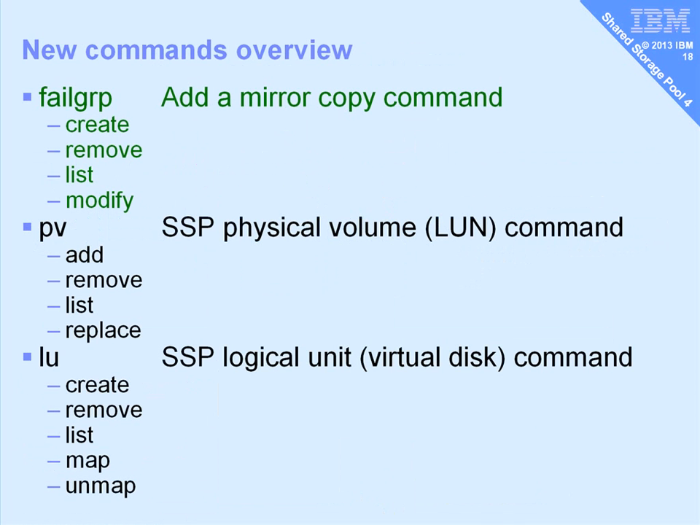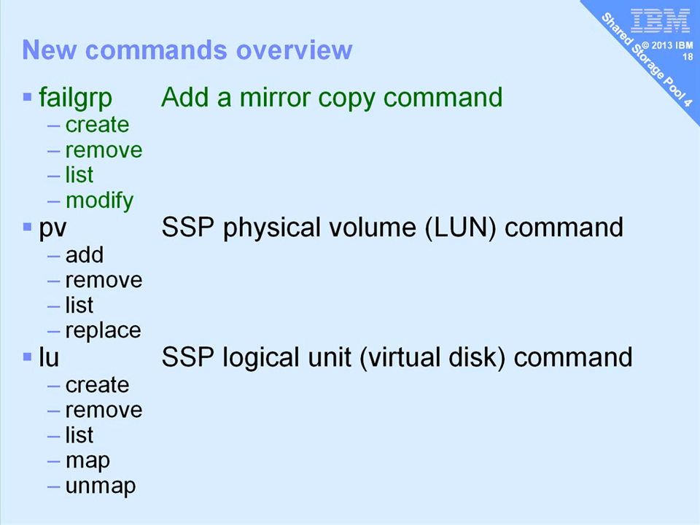As a quick overview, we have the failure group. This adds the mirror copy. We can create and remove that extra copy, list it and modify. Well, you can probably guess what they do. On the PV, the physical volumes, these are the LUNs inside the pool. We can add a LUN and remove a LUN. We can actually add and remove them in pairs, for example. One of each LUN would go into the two different failure groups. We can list and replace.